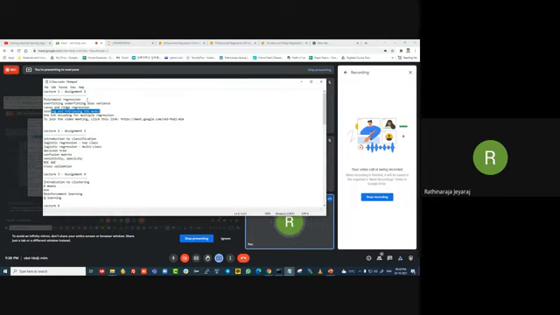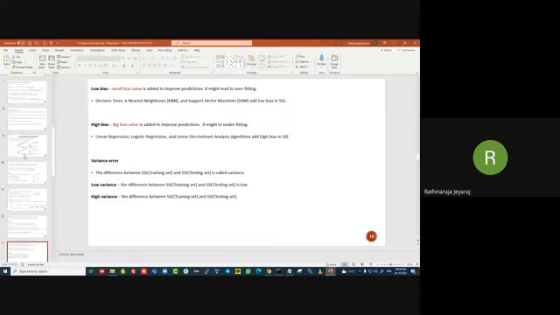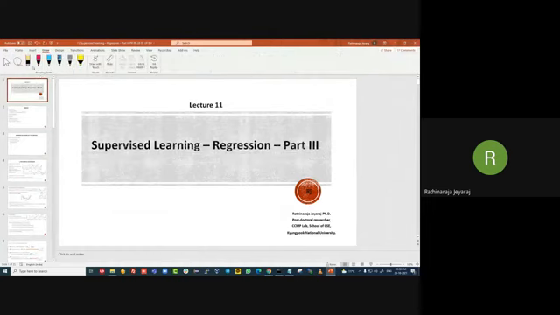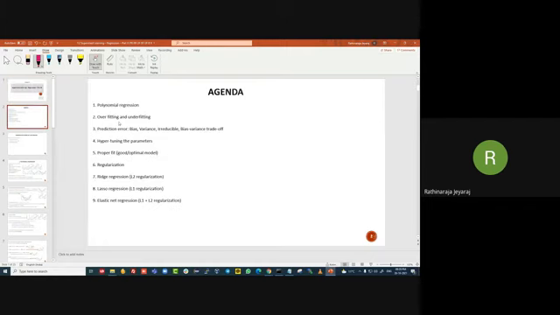All right, let's start the discussion on polynomial regression. So in supervised learning, this is the third part. With this, we will finish off regression completely. We will discuss polynomial regression, as I already told you, overfitting, underfitting, bias, variance, and then tuning hyperparameters. We will understand what a hyperparameter is and how to tune it.